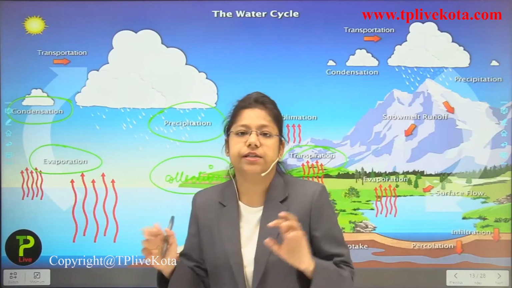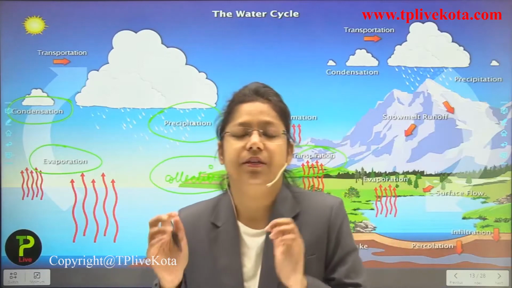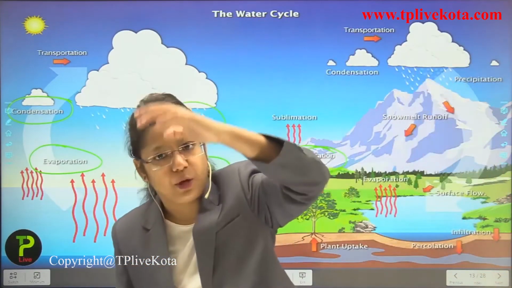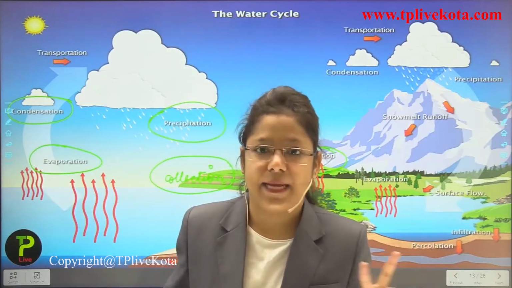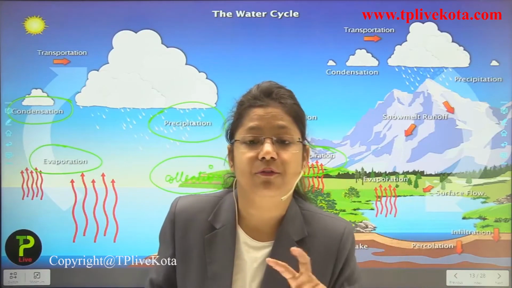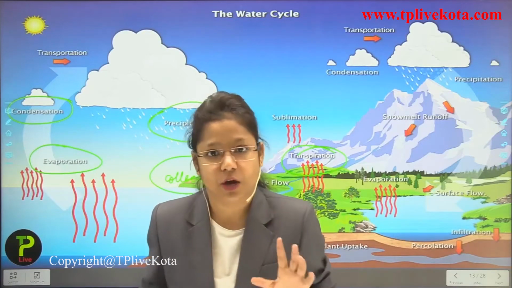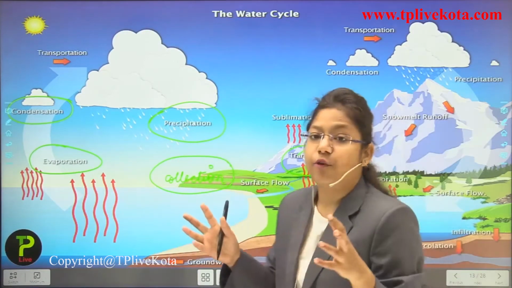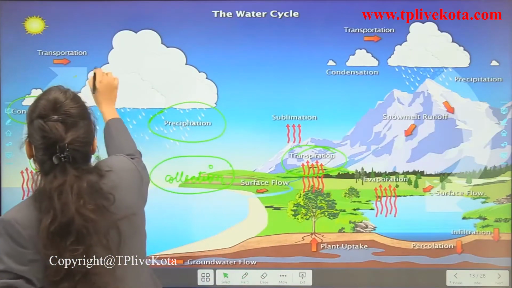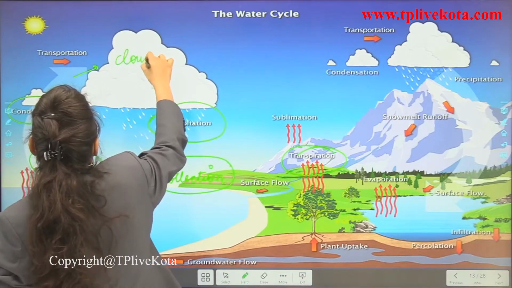Now I am taking both the processes simultaneously. First process is evaporation or transpiration, in which the water in the form of water vapor moves into the atmosphere. Now in the second step, the condensation will take place, in which the water vapor will form the tiny water droplets. Now what will happen? They will form the clouds. After condensation, what will happen? The cloud formation will take place.